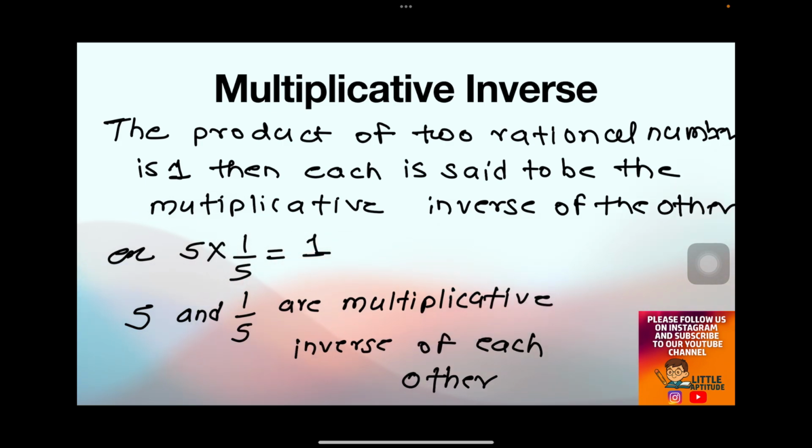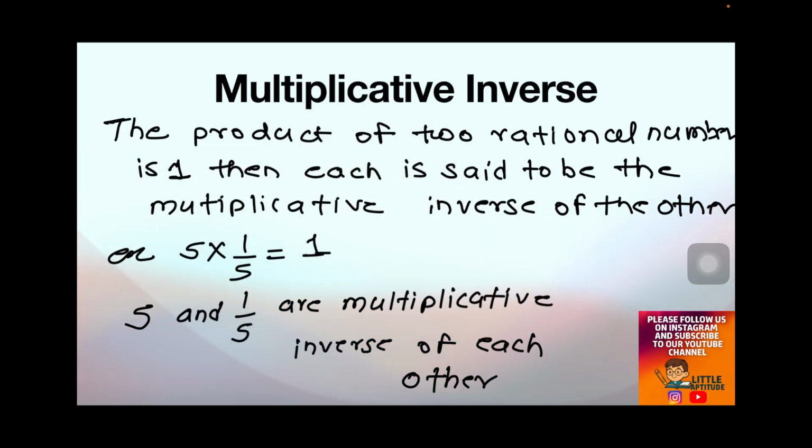Next is multiplicative inverse. If the product of two rational numbers is 1, then each is said to be the multiplicative inverse of the other. What does it mean? For example, here we multiplied 5 into 1 by 5. If you do the multiplication, that comes always 1. When the multiplication of two numbers, for example 5 into 1 by 5, comes 1, then that's called multiplicative inverse of the other. In this example, 5 and 1 by 5 are multiplicative inverse of each other and vice versa.